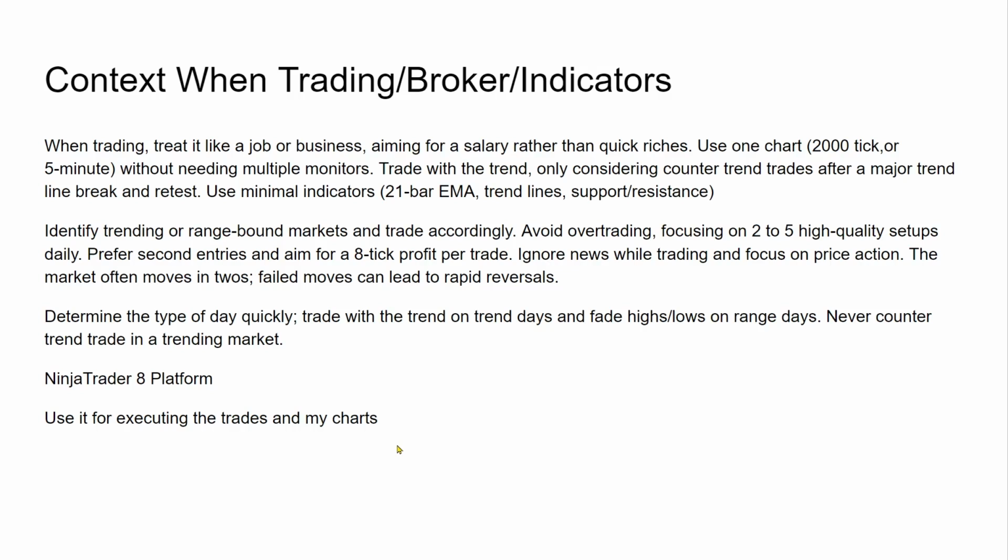You need to make sure that you're treating it like a job or a business, aiming for a salary rather than quick riches. Sorry, tongue twister. The other main ability that you need to have is identifying the market. You need to identify: is it range bound, is it trending, and you need to trade accordingly. So you have to adjust to that. Sometimes you have to sit there for hours and do nothing. You've got to make sure that you're also not overtrading, focusing on only 2 to 5 high quality setups a day. Prefer the second entries, and that's what we'll be aiming for today and getting into. I aim for a 1R, which in my case is an 8 tick profit target or 2 points on the ES.